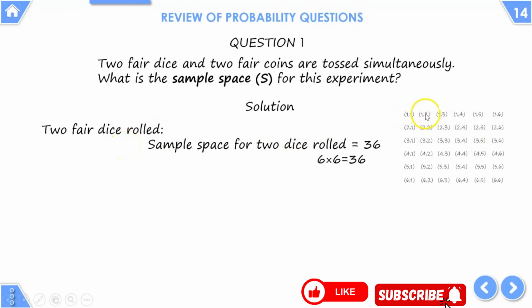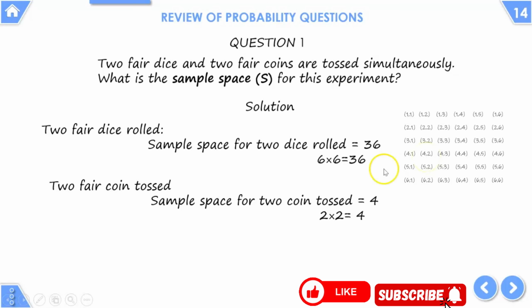You see, 1,1, 1,2, 1,3. These are the possible outcomes of rolling 2 fair dice. So you can see that they are clearly like that. Now we move on to 2 fair coins tossed. And the sample space for 2 fair coins tossed is equal to 4.